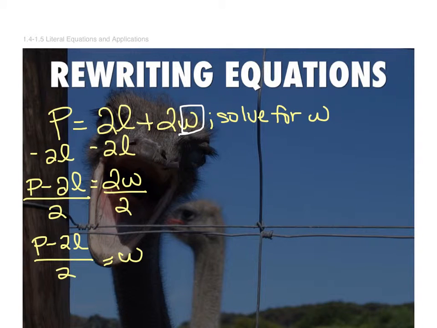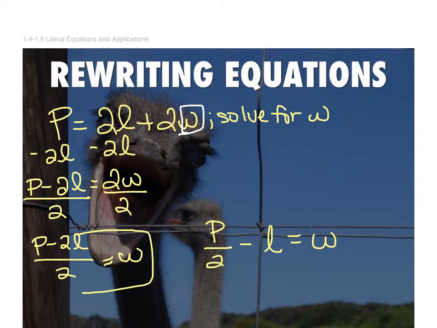The other appropriate answer is where you would put P over 2 and then 2L over 2, which would reduce to L, equals W. So this is okay. If you want to take it that one step further to get this, that's okay as well. So that's the answer.